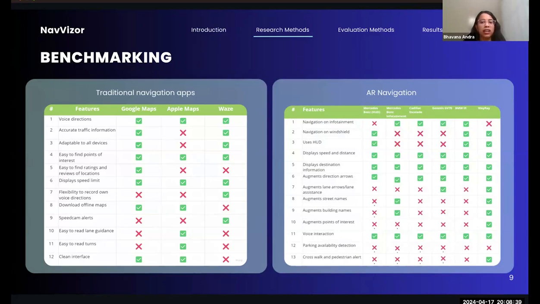Now let's look at our AR navigation benchmarking. We benchmarked with Mercedes-Benz, Cadillac Escalade, Genesis, BMW, and WayRay. We observed some common features across all the vehicles, such as displaying speed and distance, destination information, augmented arrows, and voice interaction. However, WayRay notably tested and confirmed effectiveness of crosswalk and pedestrian alerts, while parking availability was not implemented by any of these companies yet. So this comparison gave us a clearer view of strengths and gaps in AR navigation.